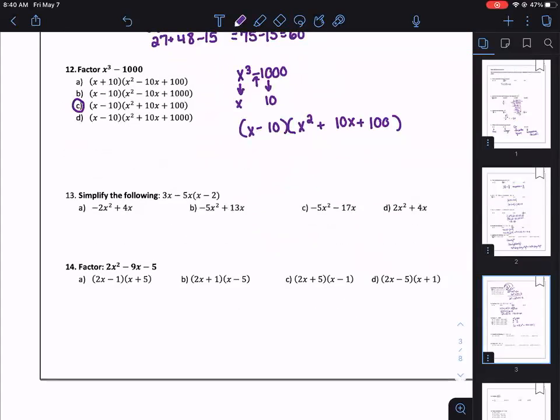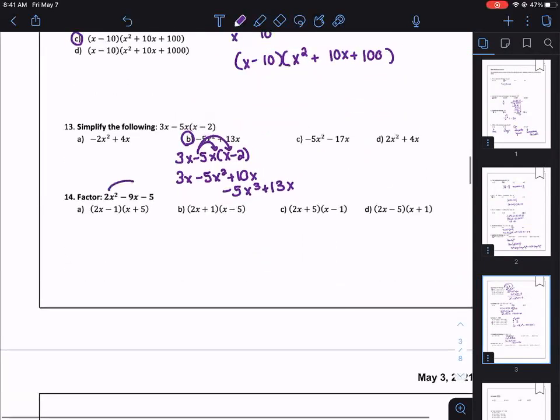Here you will distribute the 5x into the binomial x minus 2. So we will get minus 5x squared plus 10x. The 3x and the 10x will combine to a 13x. Choice B.